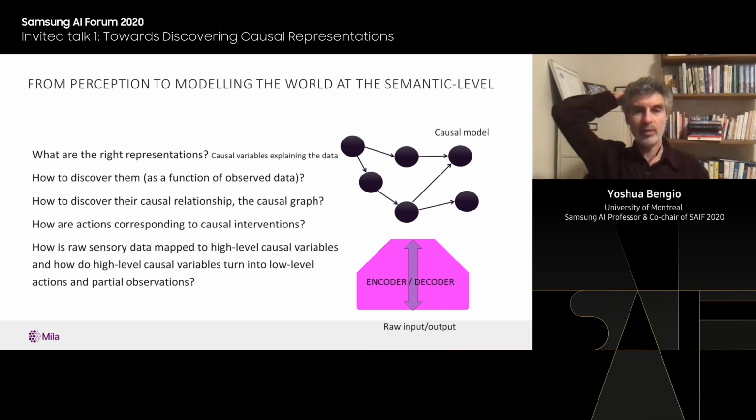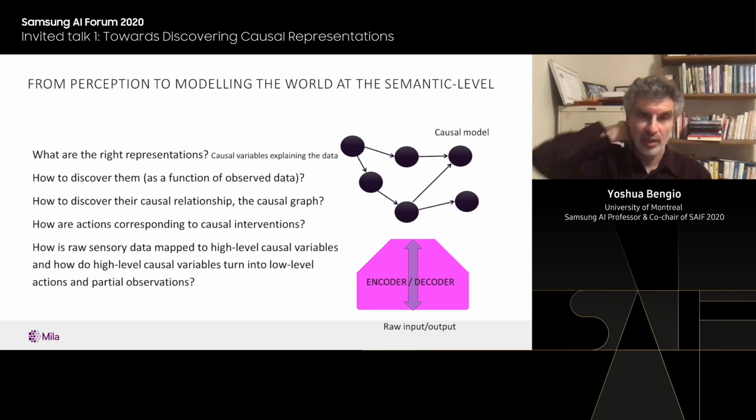One thing I won't talk about, but is also quite important, is where do actions come in all this? Actions correspond to changing things in that graph. You can think of them as special nodes that create interventions that change, for example, the value of a node.